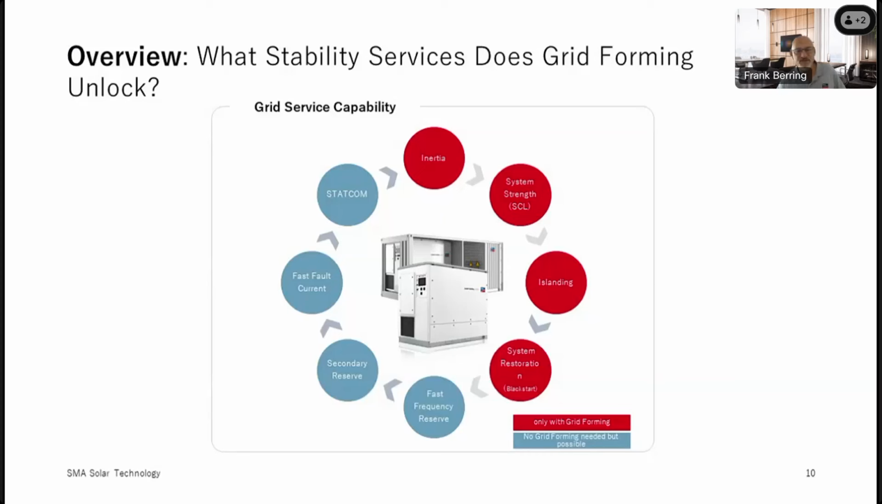So what stability services does that deployment unlock for us? This slide represents in red the stability services that are only possible with a grid forming converter, whereas those applications in blue that are pretty common can be done with grid following inverters. So starting from 12 o'clock here, one of these new stability services unlocked by grid forming is the ability to provide inertia to the system. Secondly, system strength, operating in an islanded condition seamlessly, and system restoration or black start.